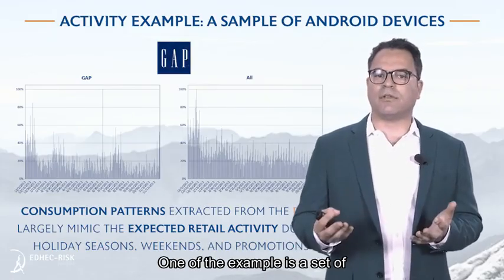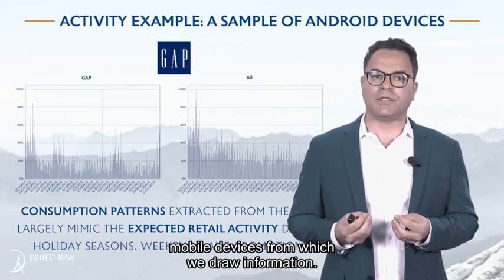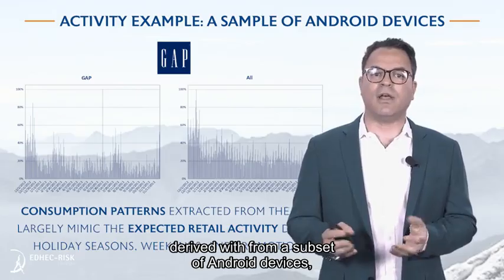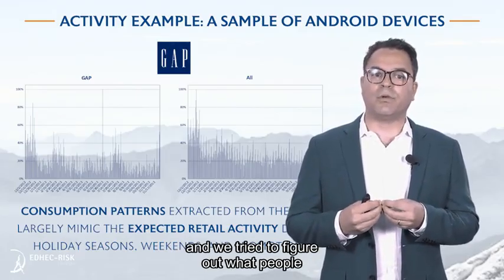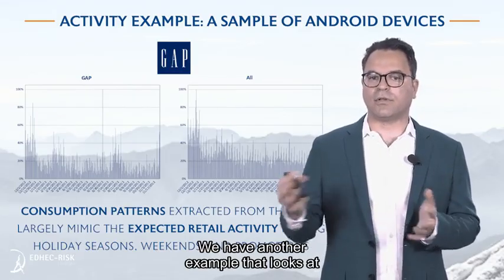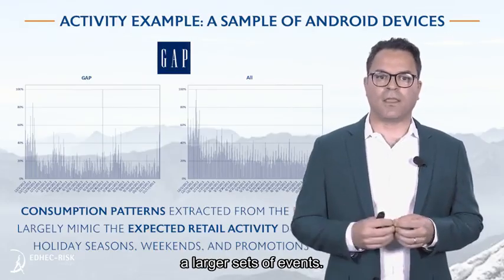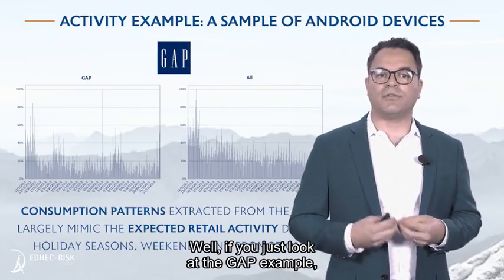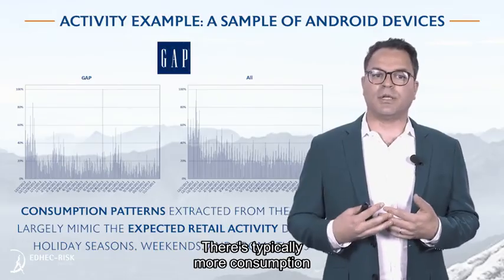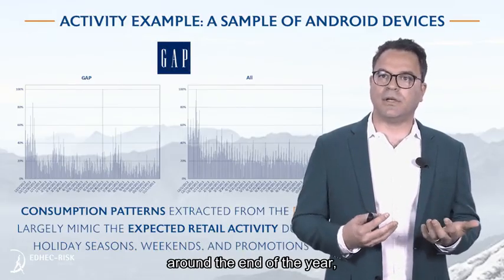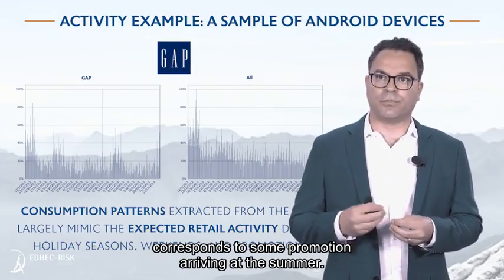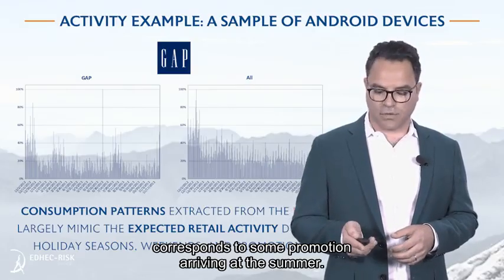One of the examples is a set of mobile devices from which we draw information. In this case, we look at information derived from a subset of Android devices, and we try to figure out what people actually intend to consume in GAP. And we have another example that looks at the larger sets of events. If you just look at the GAP example, you see patterns that are related to what we understand about consumption. There's typically more consumption around the end of the year and the beginning of the year, and then spikes in the middle of the year that correspond to some promotion arriving in the summer.